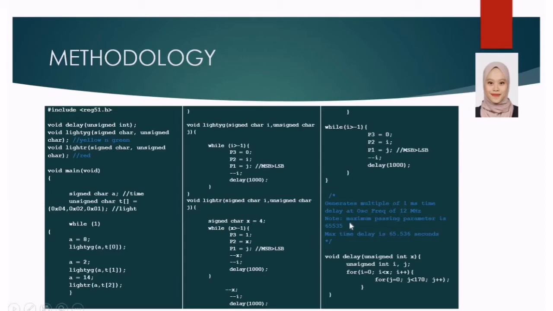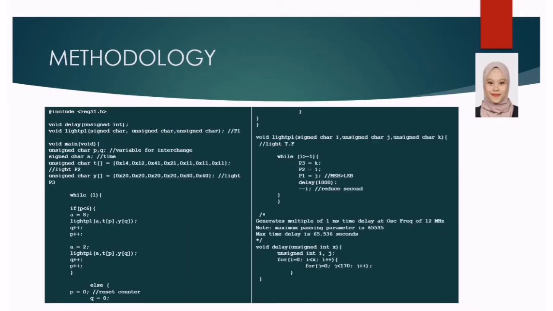Okay, this coding is to generate multiple of 1 millisecond time delay at oscillator frequency of 12 MHz. The maximum delay is 65.536 seconds. This is for junction 1. This is the coding for junction 2, almost the same coding.